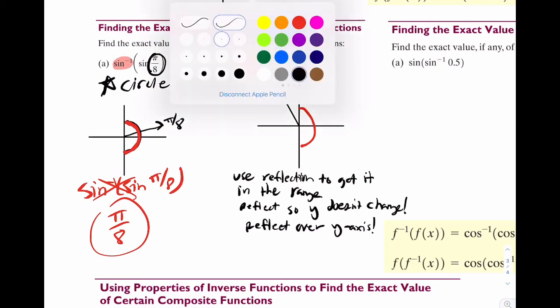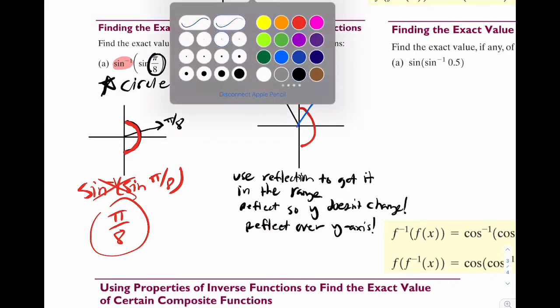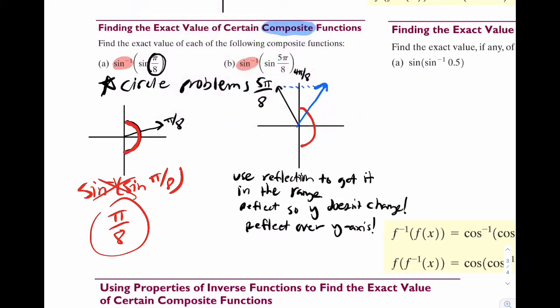So watch what happens. We reflect this angle right there. Now we are within the range. Now what you need to do is a little geometry. That's 5 pi over 8. If you reflect it, this new angle, you can do a bunch of geometry tricks, but you get 3 pi over 8. Some people just think of it as, well, this is 4 and that's 5, and that should be 3 because it's 1 away.